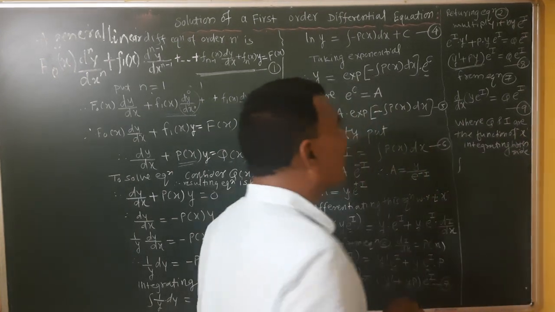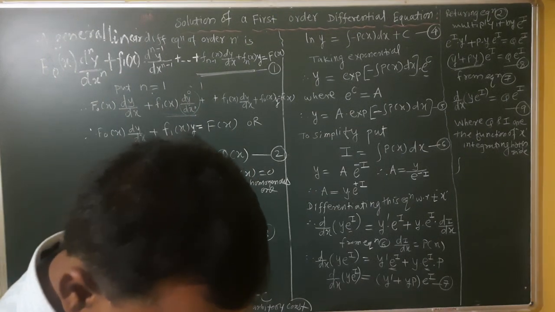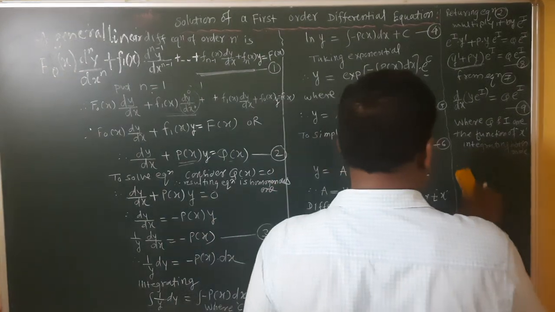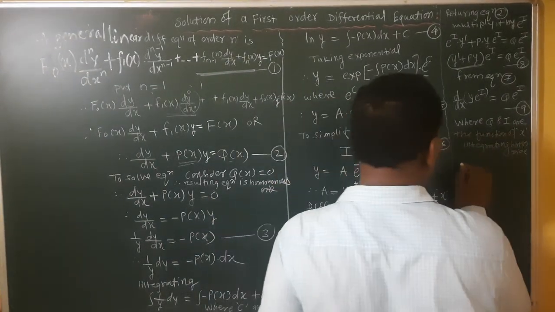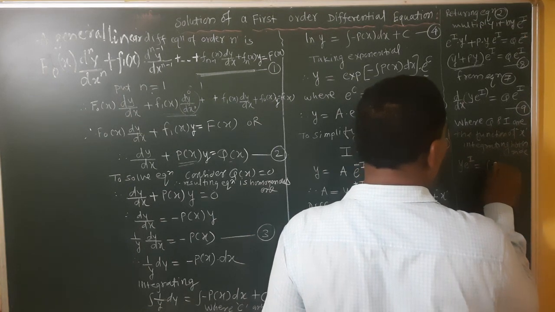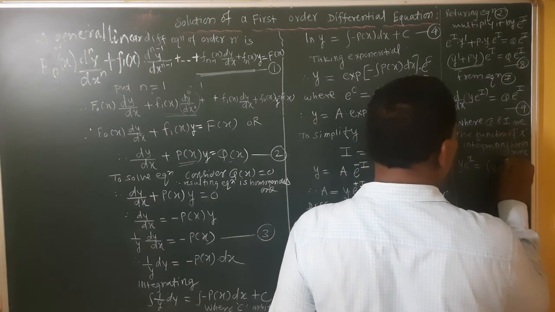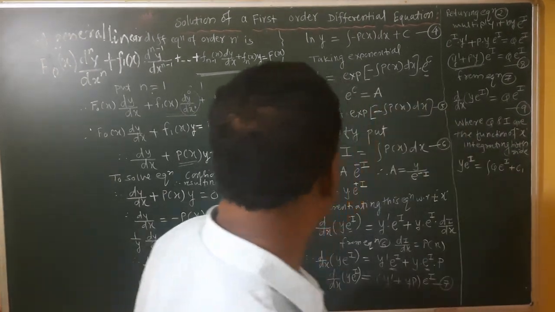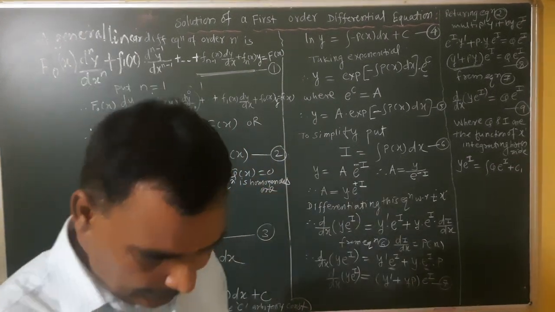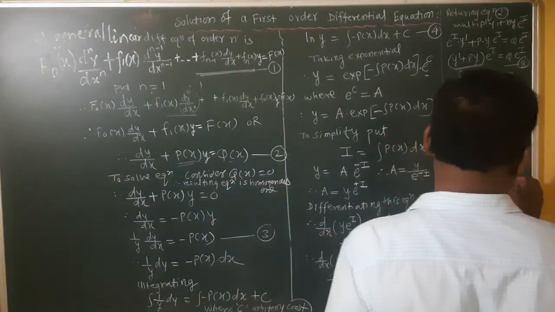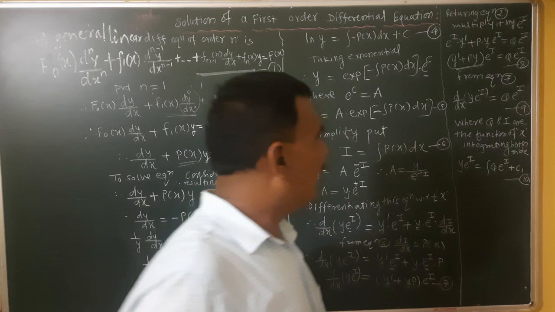Derivative and integration are reverse processes. So what is the integration here? Derivative and integration cancel each other. y e raised to I is equal to the integration of q e raised to I plus the constant of integration, an arbitrary constant, say c1. This is equation number 10.